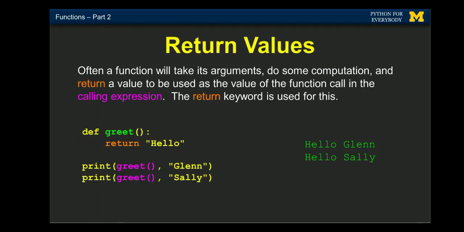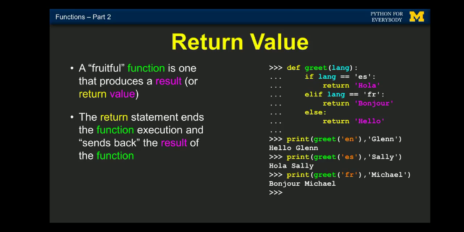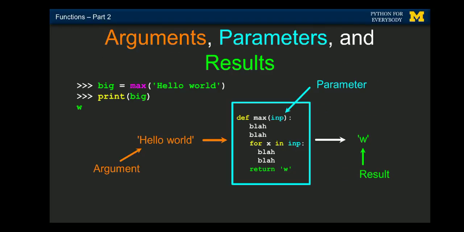Return values. Often a function will take its arguments, do some computation and return a value to be used as the value of the function called in the calling expression. The return keyword is used for this. A fruitful function is a function that produces a result or a return value. The return statement ends the function execution and sends back the result of the function. Thereby it shows the function has ended.